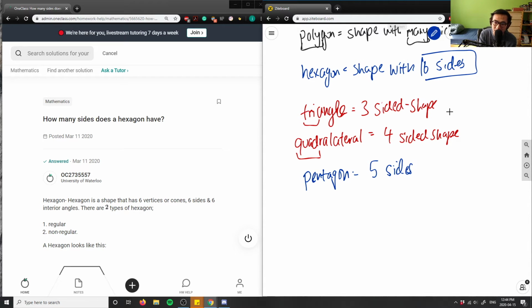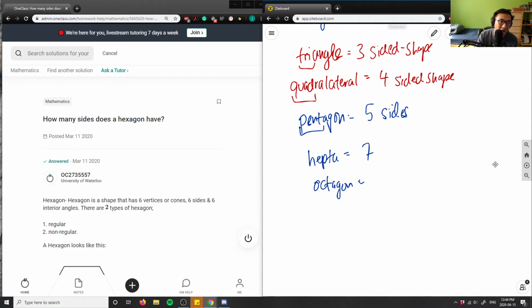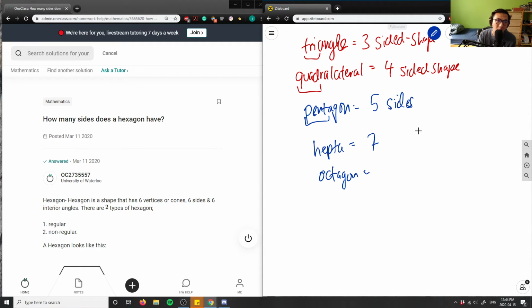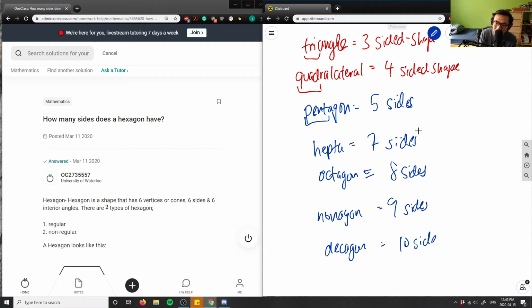So a hexagon has 6, and the word pent is 5. Hepta would be 7. A heptagon will have 7 sides, and then the octagon. You can think of a UFC or MMA viewer, an octagon has 8 sides. They fight in an 8-sided ring. And then the next one, if I want 9 sides, I would have something like a nonagon. A nonagon would have 9 sides. And finally, a decagon would have 10 sides. There are 10 years in a decade. The word dec means 10.